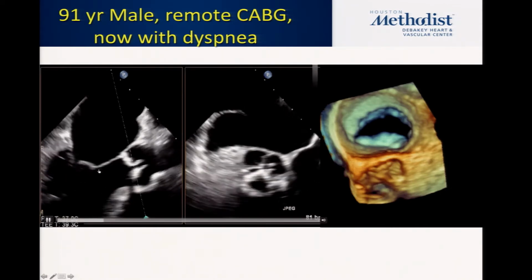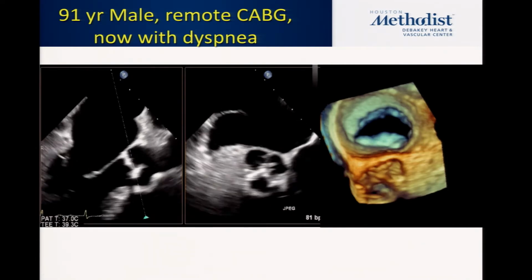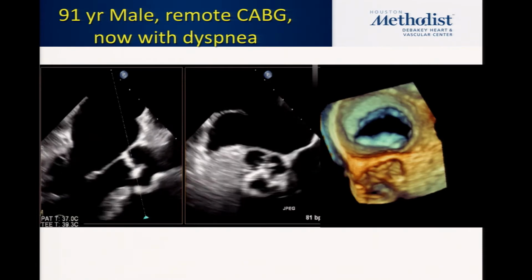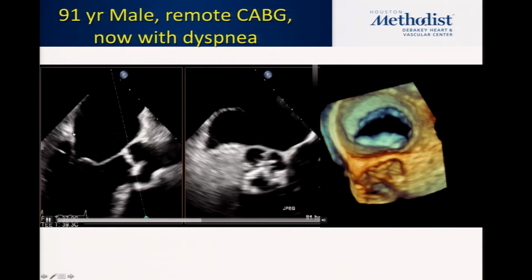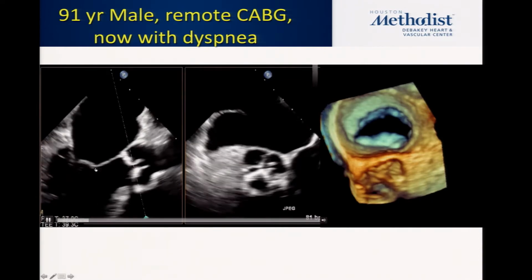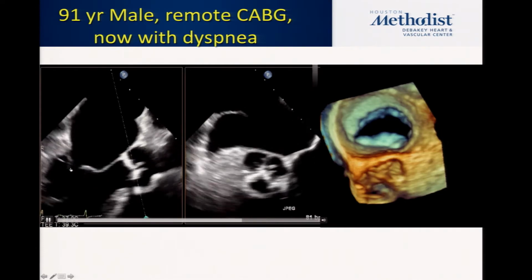So that's asymmetric tethering. So not all functional MR is a central jet. That's fallacy number one. Functional MR can be asymmetric. Okay? And you see no coaptation. There's tethering of the posterior leaflet. It's kind of vertically displaced. And the anterior leaflet is hooked. You don't really need to turn the color on to know that that MR is going to be severe.